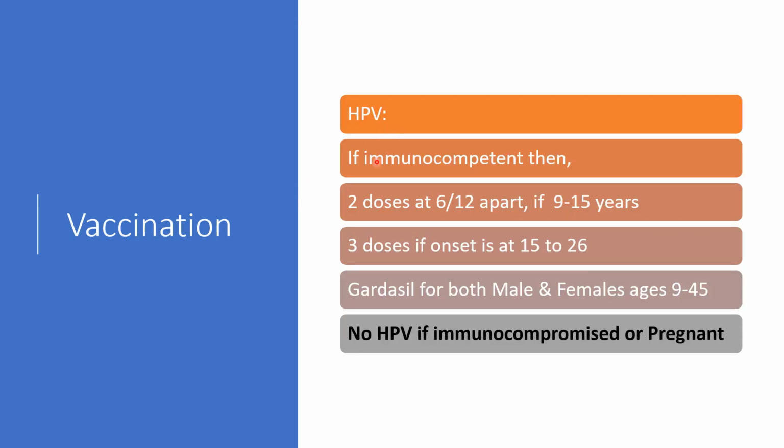Human papillomavirus. If you are immunocompetent, then you have 2 doses 6 months apart. If you are between ages 9 to 15 years, you will take 3 doses if the onset of your human papilloma vaccination is from ages 15 up to 26. Gardasil is now approved for both male and female use from ages 9 to 45. But note this, no human papilloma virus immunization or vaccination if the individual is immunocompromised or she's pregnant.